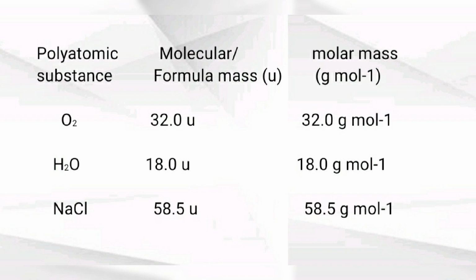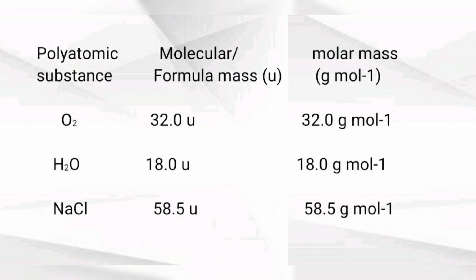See the first example, oxygen gas O2. Its molecular mass is 32 units. Molar mass means only the unit changes, the numerical value remains the same. So its molar mass is 32 gram per mole. Water, its molecular mass is 18 units and molar mass is 18 gram per mole. Sodium chloride, its molecular mass is 58.5 units and molar mass is 58.5 gram per mole.